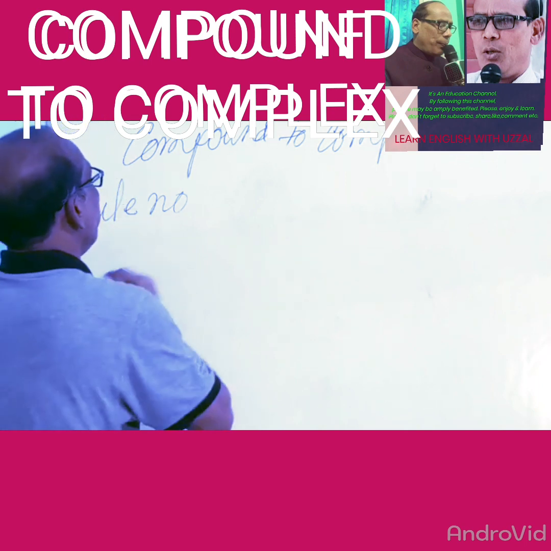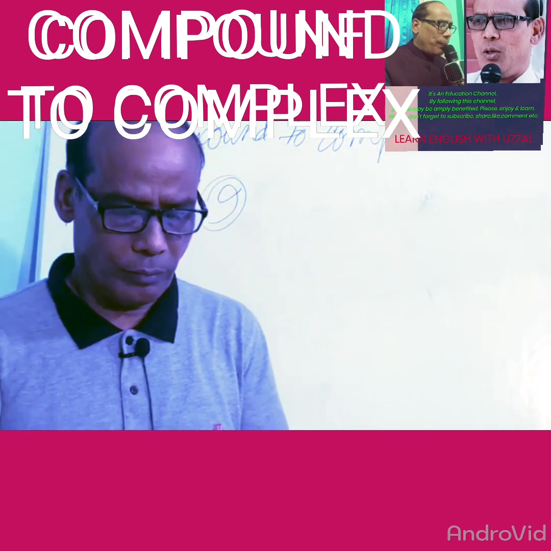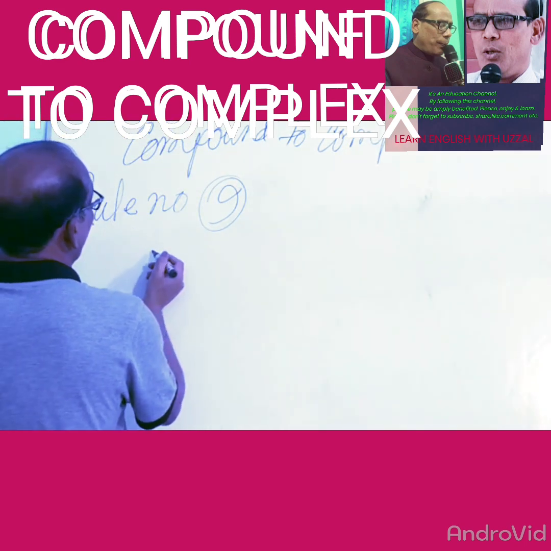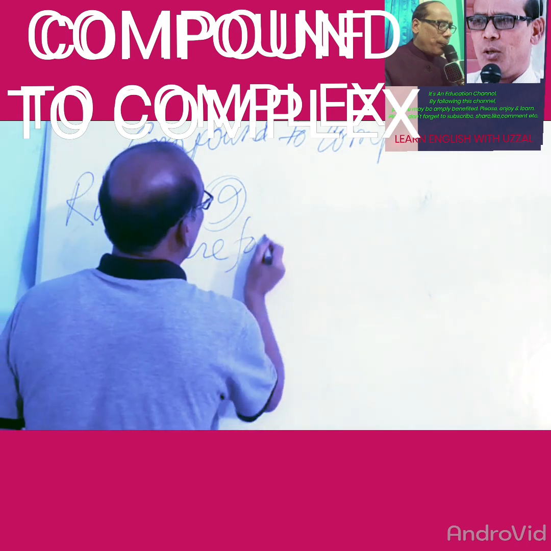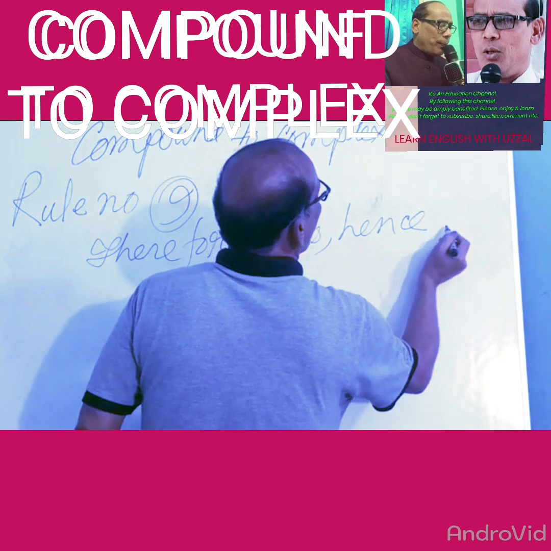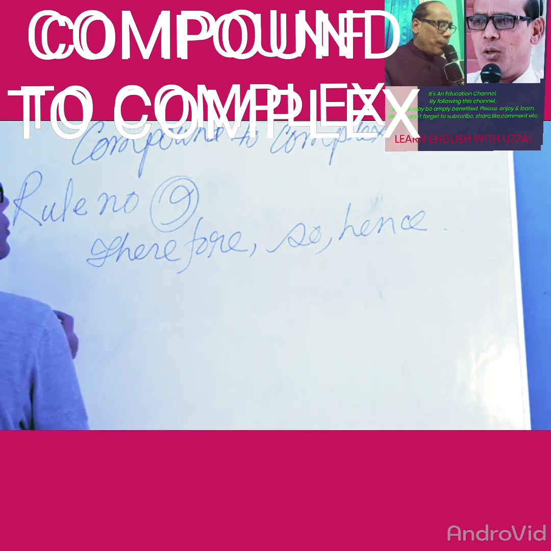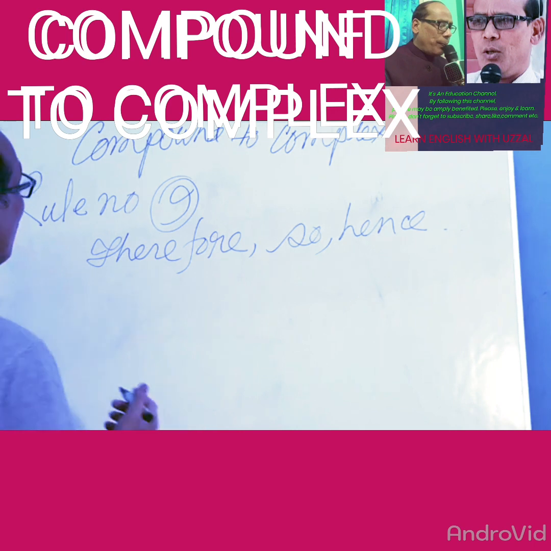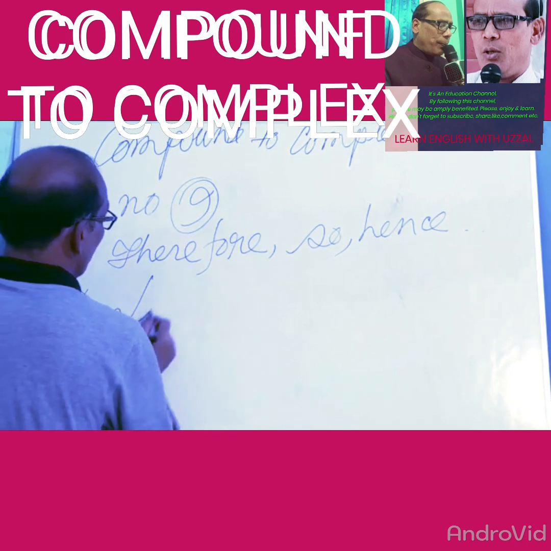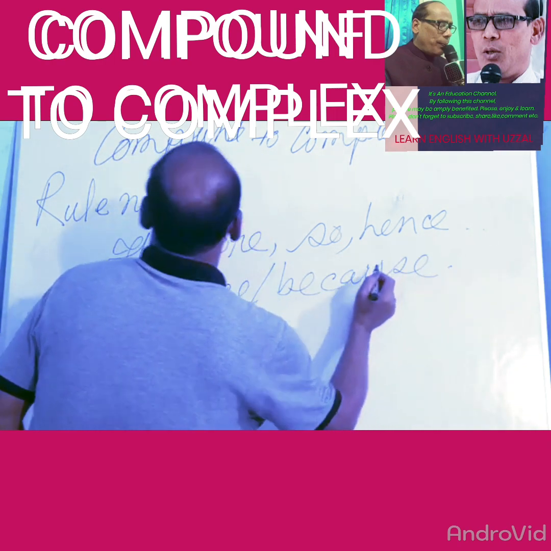Rule number 9. If we find therefore, or so, or hence as coordinating conjunctions in a compound sentence, we'll have to turn the compound into complex with the help of subordinating conjunctions as, since, or because.